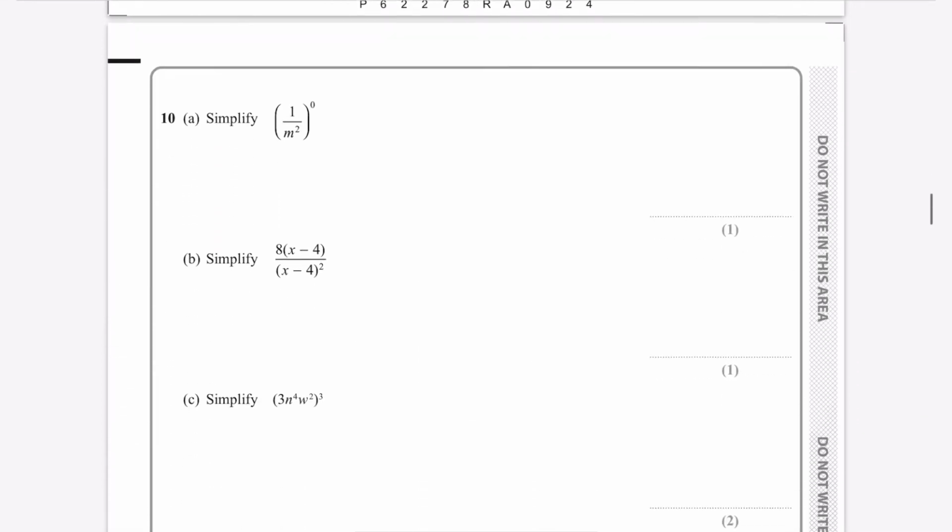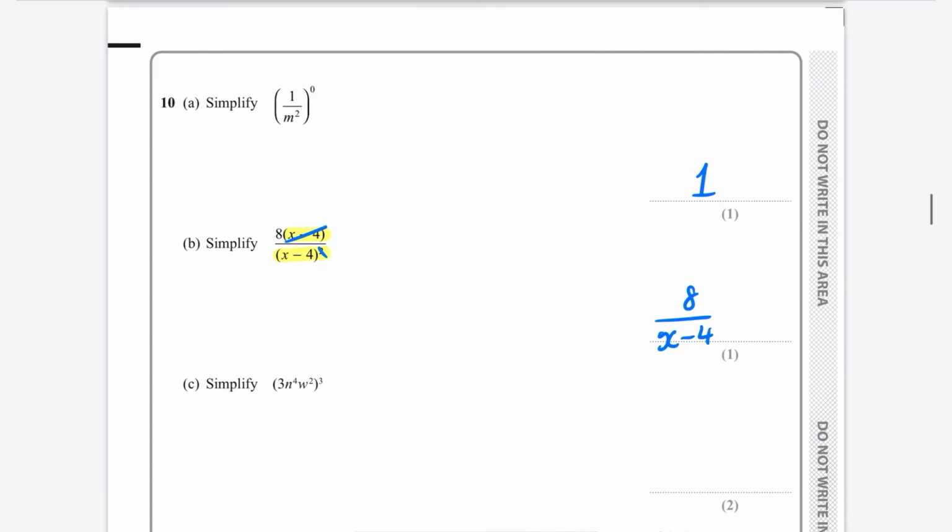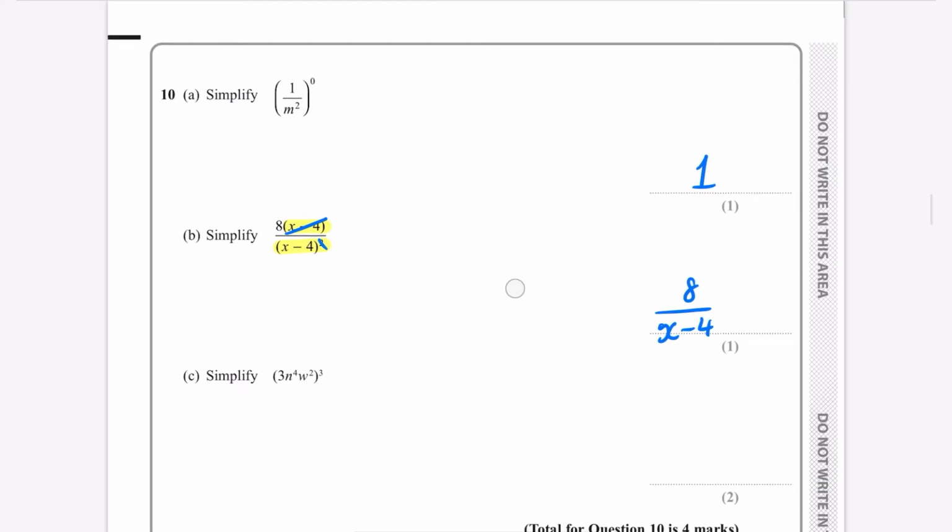Okay, question 10. We've got simplifying this expression to the power of 0. Well, anything to the power of 0 is 1. This one we're not going to complicate too much. We can just see that there is an x minus 4 and an x minus 4 squared. So you can actually just cancel an x minus 4 with a squared there. So we just end up with 8 over x minus 4. If you think about it, if it was like 8a over a squared, you can see how you could do the a with the squared to get 8 over a. It's the same thing, it's just got a bracketed expression instead.